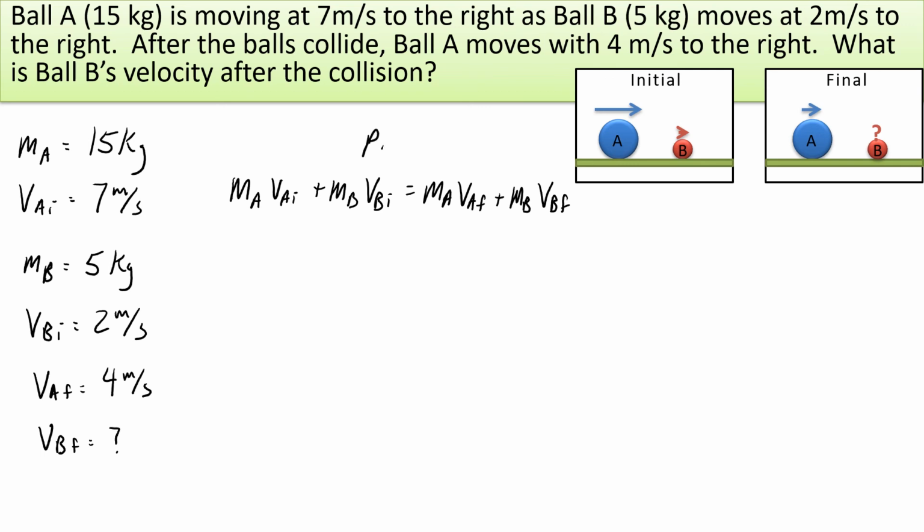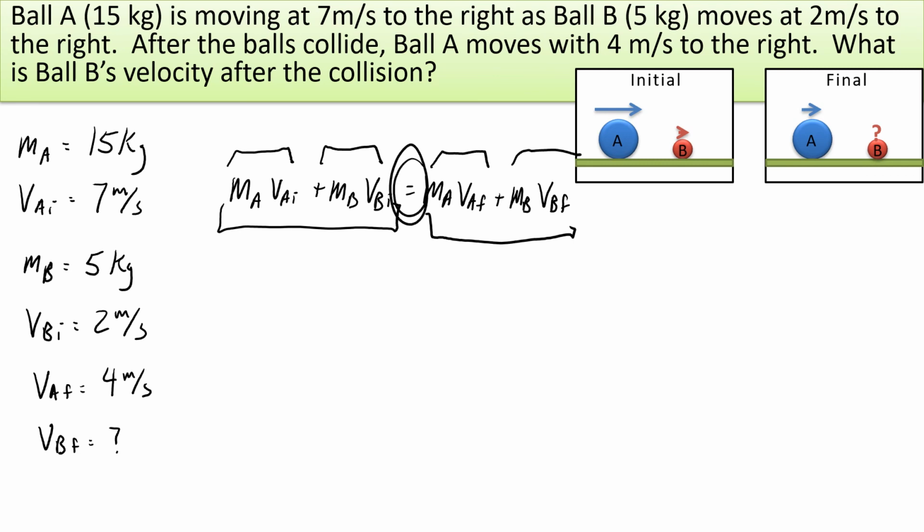Sure, you could start out by stating the conservation of momentum. That's totally fine, but not required. I won't make you do that every single time, but it is good to know that is the concept that's going on. The total momentum of the system of these two objects is equal to the total momentum of the system after the collision. That's the whole idea there.